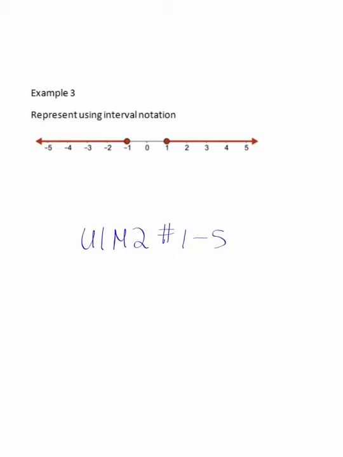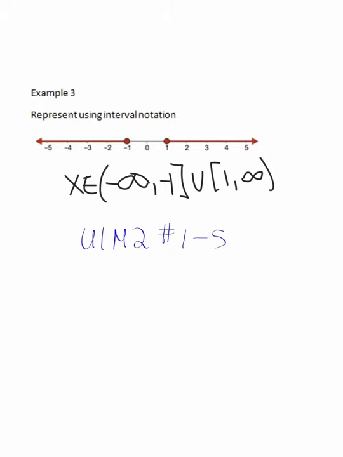Okay, so one last example in this section. We want to represent this interval with interval notation. So we're going to say x is an element of -infinity to -1. Remember, -1 is included, so we need a square bracket, and 1 to positive infinity.